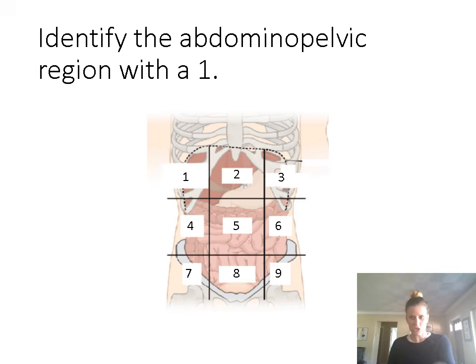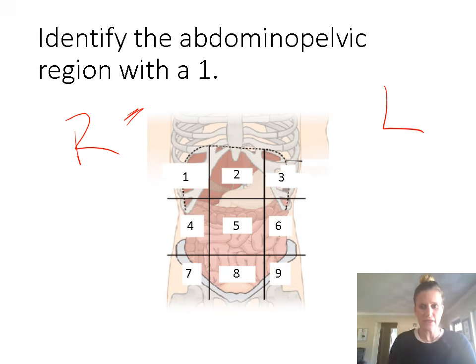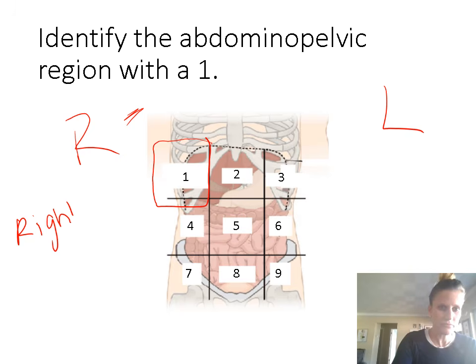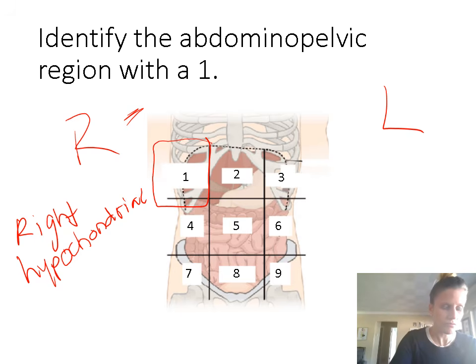Remember that it's the person's left and right. It's this patient's left and right, not mine. And since they're facing me, it's going to be opposite. So that means that this over here is the patient's right side. This is their left side. So if I'm going to identify this abdominopelvic region right there, that is the right hypochondriac region.